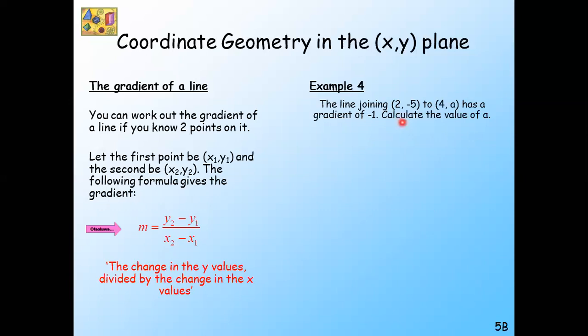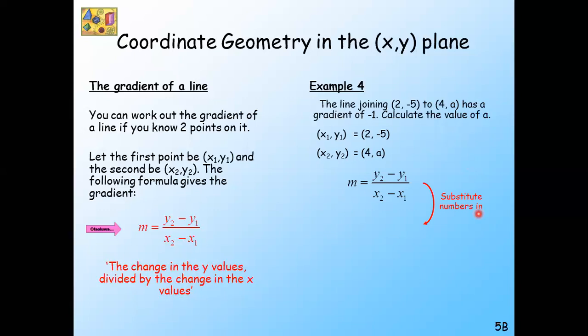We are given the gradient, but we are given a point which has a value of y as a. It means that we do not know the value of y at this point, 4, a. So we have to find that value. Remember, the first thing to do again is to indicate which of them is your x1, y1. The same procedure goes, and then you recall your formula. Then easily you substitute everything into the formula.